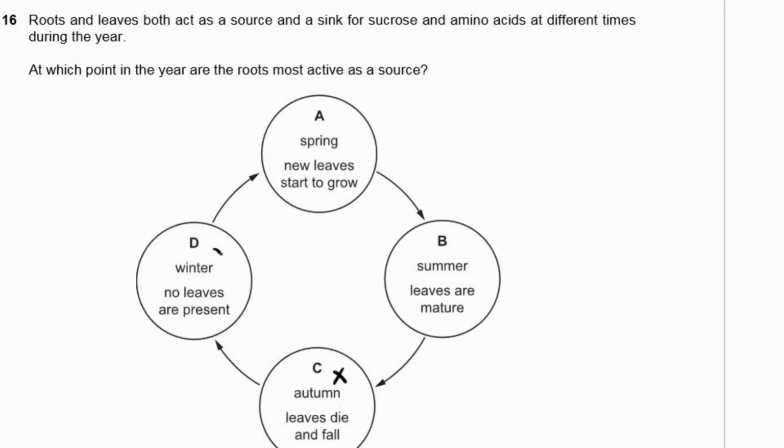In the winter, not really much is happening. So it's not really a source or a sink. In the summer, the leaves are mature, so the leaves are the main source. So in the springtime, there aren't really any leaves, and they need the energy to grow new leaves, and they get that energy from what was stored in the roots. So the answer here is A.